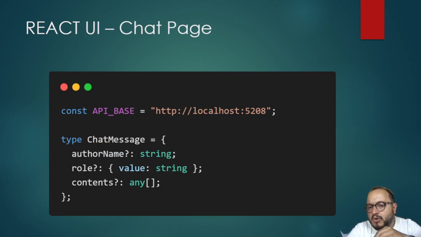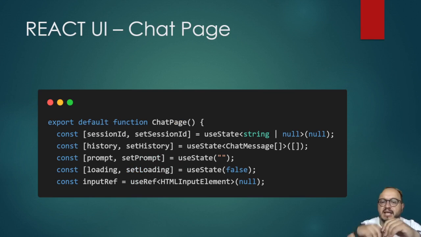This is the POCO representation of the Microsoft Extensions AI chat message, by the way. This was the response type of the prompt HTTP post of the API. We define the bindable properties that we are showing in the UI: session ID, chat story, the user prompt that the user will edit at runtime to send to the server, a loading indicator, and an input ref HTML input element to be able to manage focus after loading the page. I mean, basically focusing the prompt chat text box.